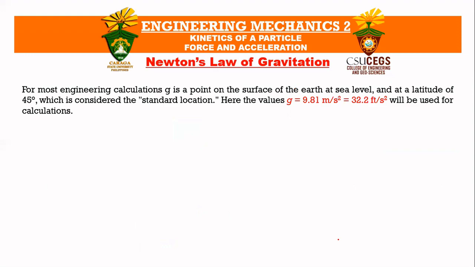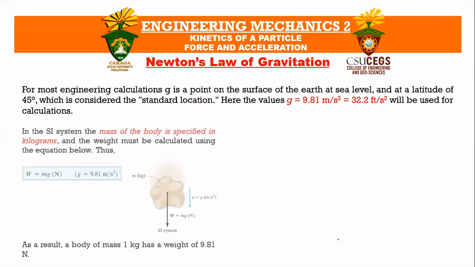So here the values of gravity could be either 9.81 meters per second squared, which is for SI units, or 32.2 feet per second squared, which is for English units, and will be used for calculations. In the SI system, the mass of the body is specified in kilograms, and the weight must be calculated using the equation below. So when we determine the weight, mass must be in kilograms.